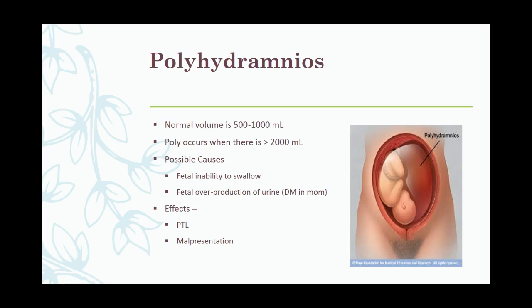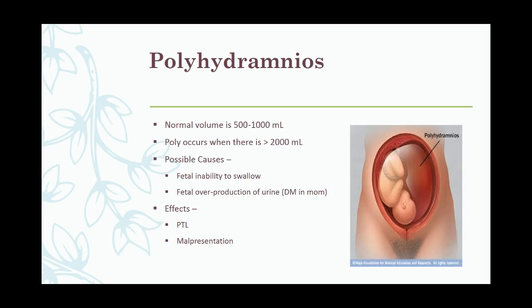Polyhydramnios. We talked about this a little bit in PowerPoint 2, I believe. Polyhydramnios is an overabundance of amniotic fluid. Our normal volume of amniotic fluid is anywhere from 500 to 1,000 milliliters, but whenever somebody has polyhydramnios, they end up with greater than 2,000 milliliters, or greater than 2 liters, of amniotic fluid.